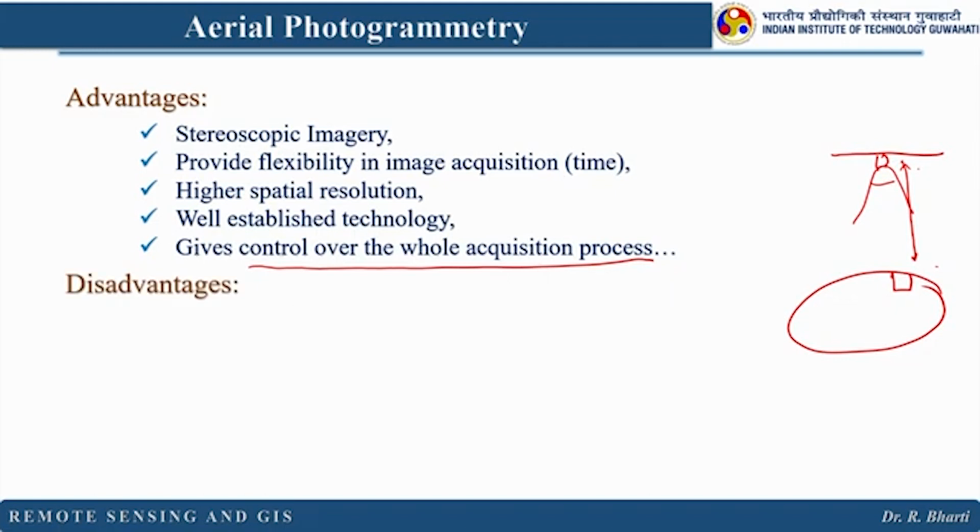Next is disadvantages. In disadvantages, it is very expensive because you have to hire drone or maybe you have to buy a drone, you have to hire a helicopter or aeroplane, then sensors you have to buy. So, everything will become very costly.